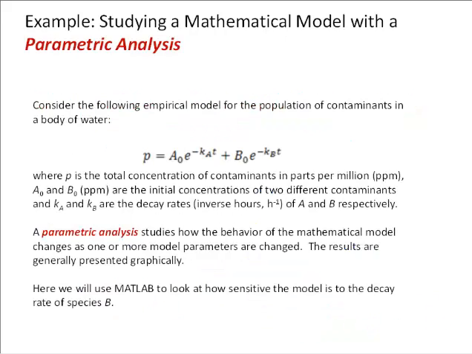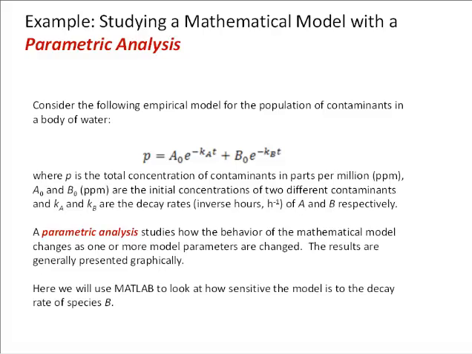So in this example, we'll be studying a mathematical model with a parametric analysis. Consider the following empirical model for the population of contaminants in a body of water. Here we have some population P that's a total concentration of contaminants in parts per million, and it's equal to A naught e to the negative Ka t plus B naught e to the negative Kb t, where A naught and B naught are initial concentrations of two different contaminants A and B, and Ka and Kb are their decay rates.